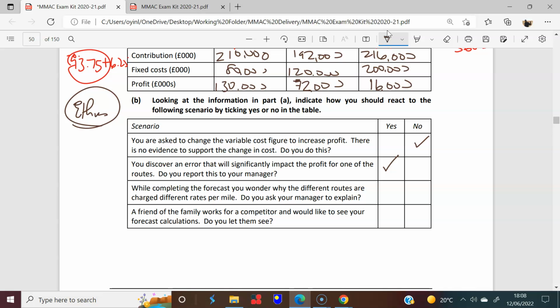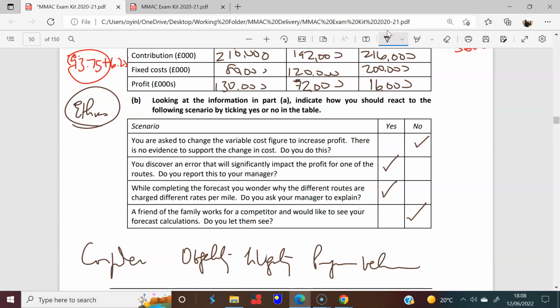You ask the manager to explain. You want to know what it is you're dealing with. And finally, a friend of the family works for a competitor and would like to see your forecast calculations. Confidentiality. So we're really testing objectivity, OPPIC, integrity, professional behavior, confidentiality. That's what's being tested right here in B.